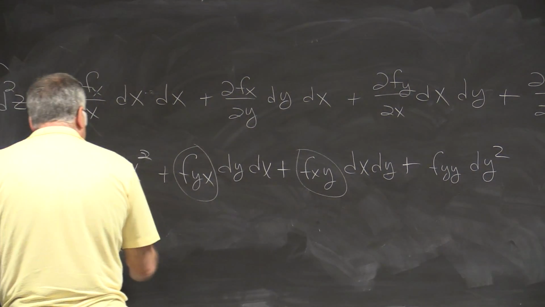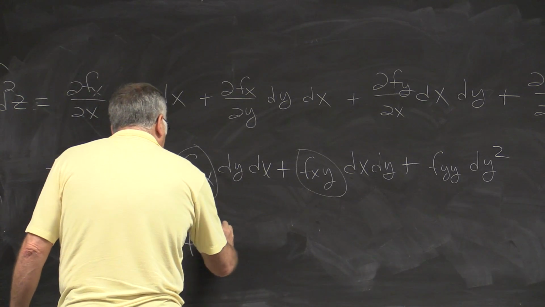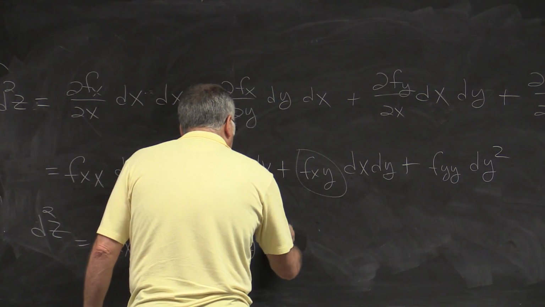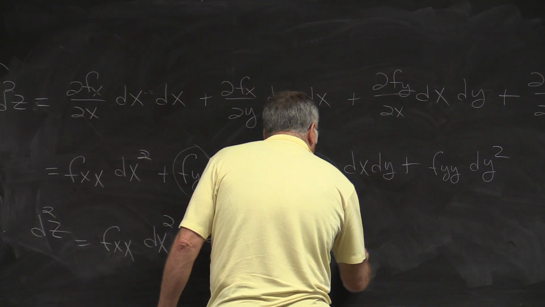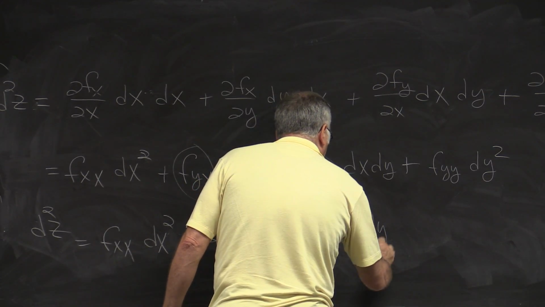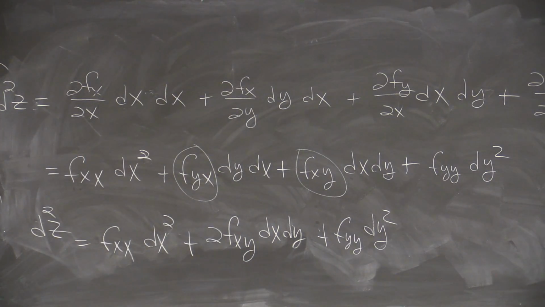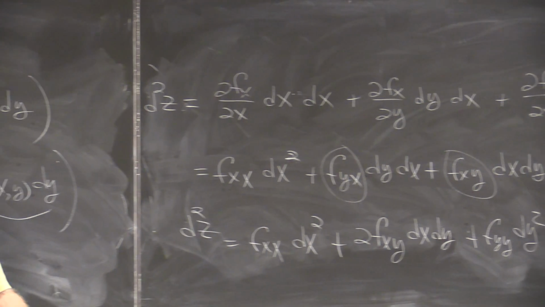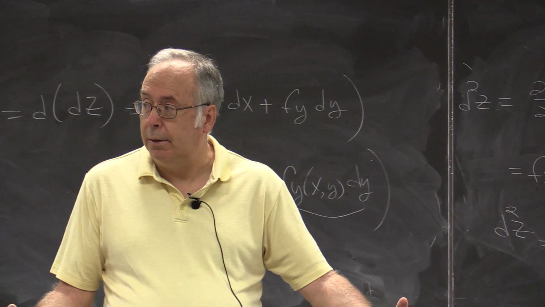It's just this. F sub xx times dx squared plus 2 f sub xy times dx dy plus f sub yy times dy squared. That's the second order total differential. And that tells you the change in the change in z. Whether the change in z is getting bigger, for example, or smaller.